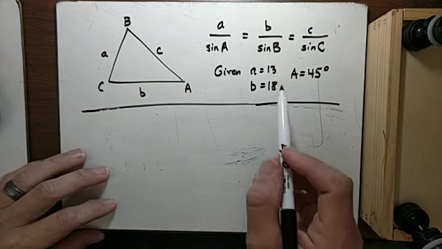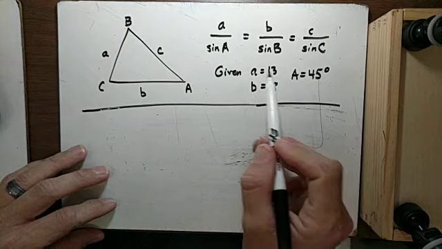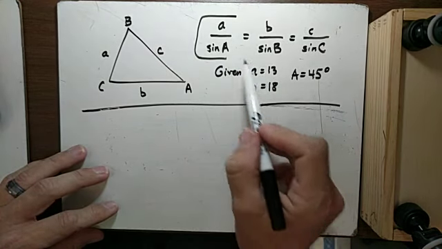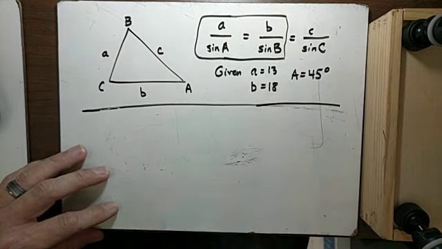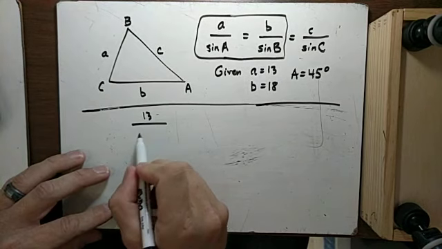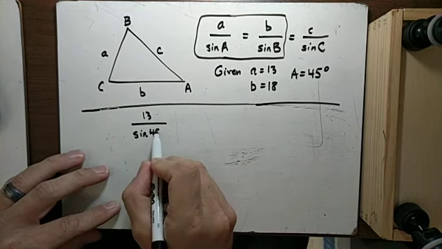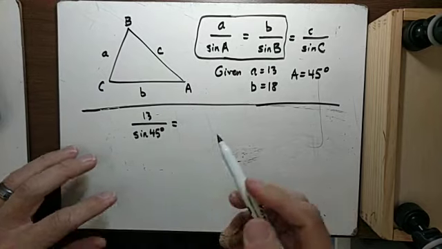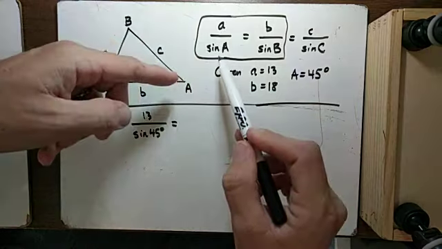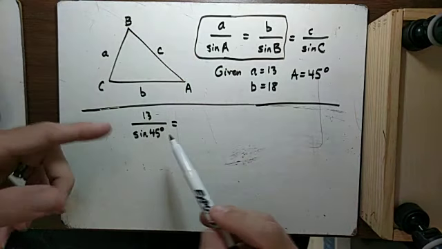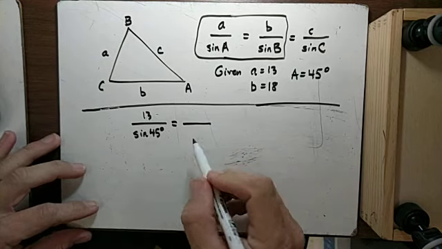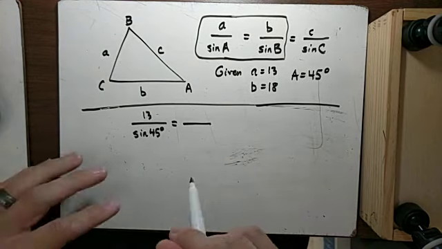Okay, what fractions are we going to use? Well, we're going to use the fraction that has a and A in it, right? I'm also going to have to use the fraction that has side b in it. So for this exercise, I'm going to use these two. And again, I'm going to plug in. So 13 over the sine of 45 degrees. And again, if the book uses it the other way around, you can do the sine on top and the side on the bottom. But just remember, if you flip one side over, you have to flip the other side over. And when you cross multiply, it all comes out in the wash.